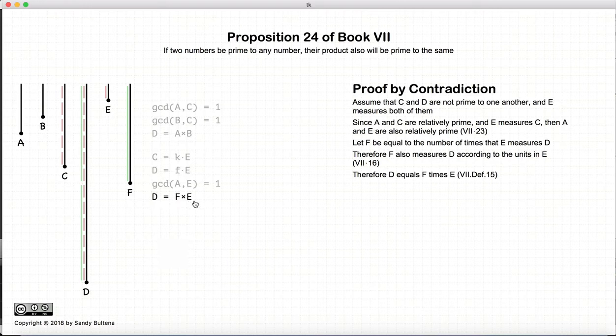So now we have that D equals F times E. Well, D is equal to A times B. It's also equal to F times E. Therefore, F times E equals A times B. Make sense?